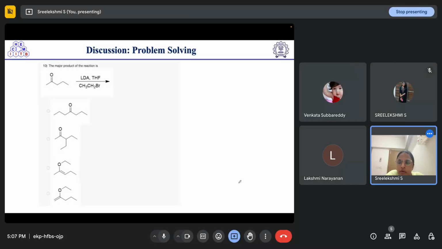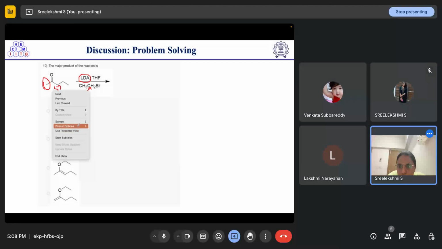Now this one, the major product of the reaction. So this ketone in presence of LDA, THF and this ethyl bromide. The second one should be going through this, right? This will attack this carbon and Br minus will be leaving, that you're expecting, right? But as I told, LDA is a very bulky base. Whichever side is sterically less hindered, it will always take that proton. So here this methyl is more free compared to this ethyl, because it is in between. So it will be taking this one.